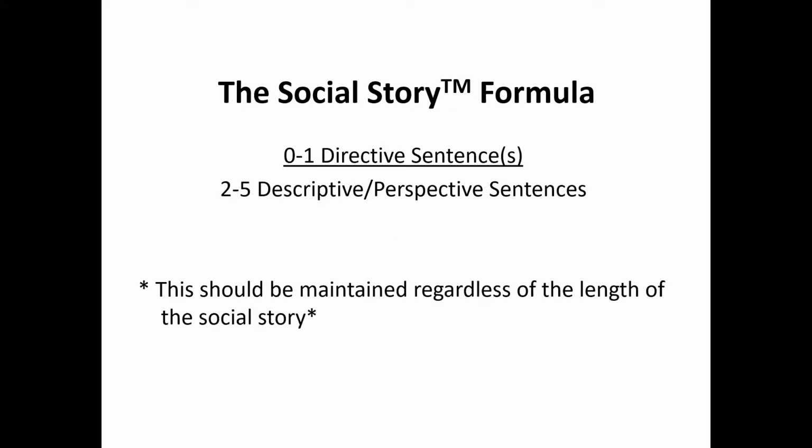So there is a formula for writing a social story, and we want to have 0 to 1 directive sentences followed by 2 to 5 descriptive or perspective sentences. So this should be maintained regardless of the length of the social story.